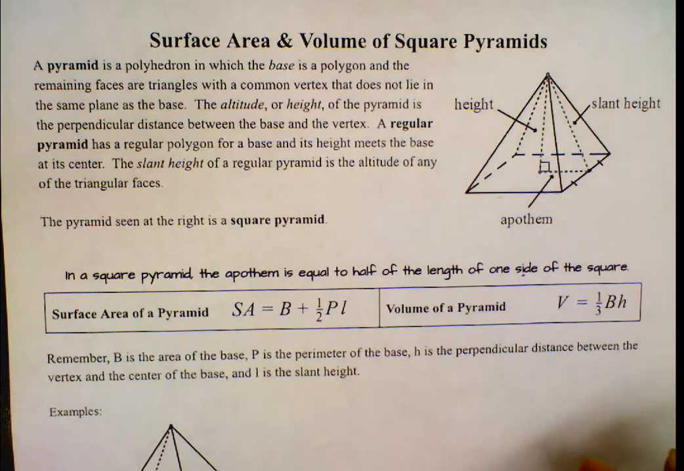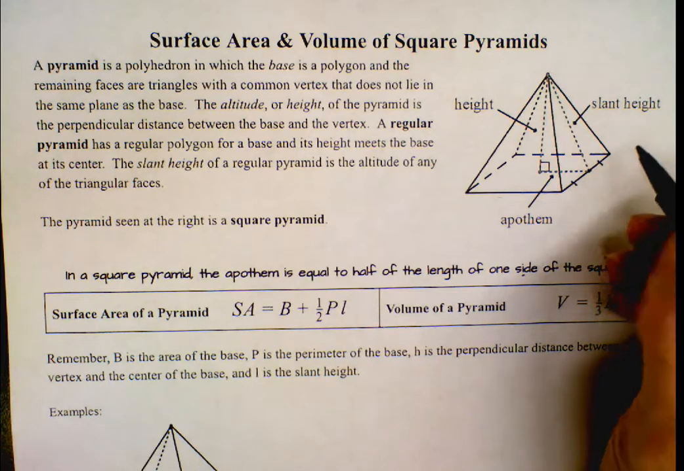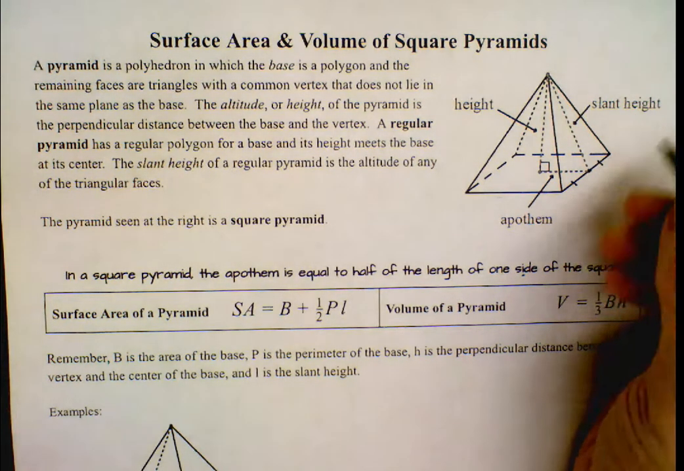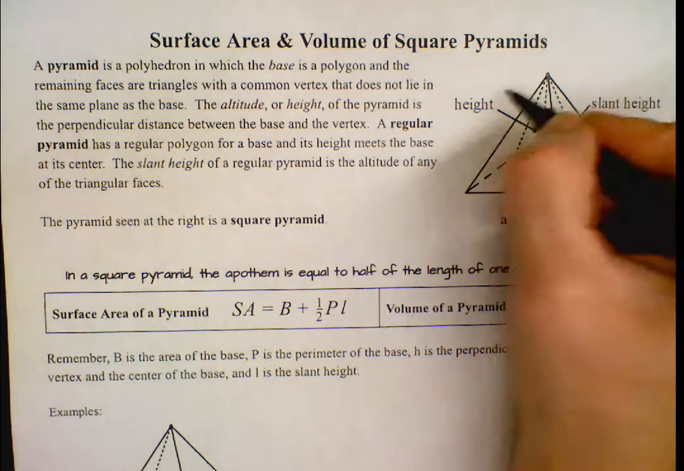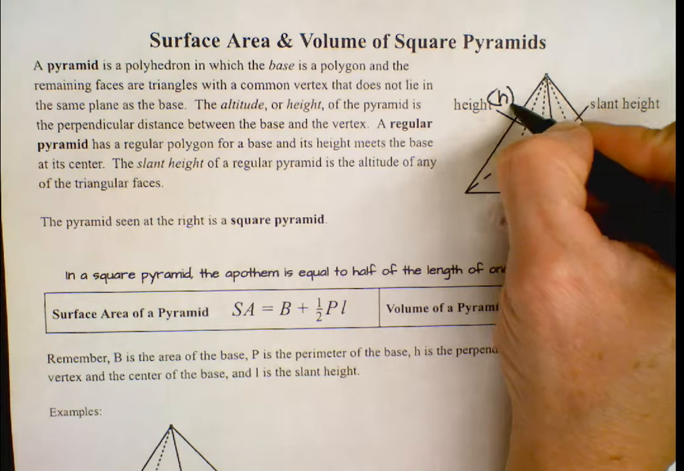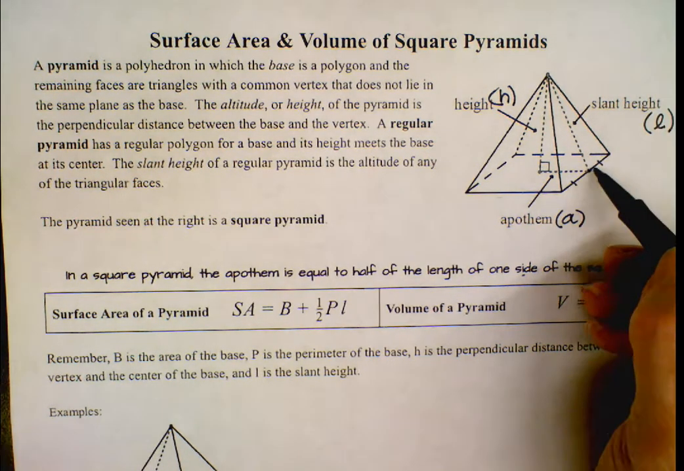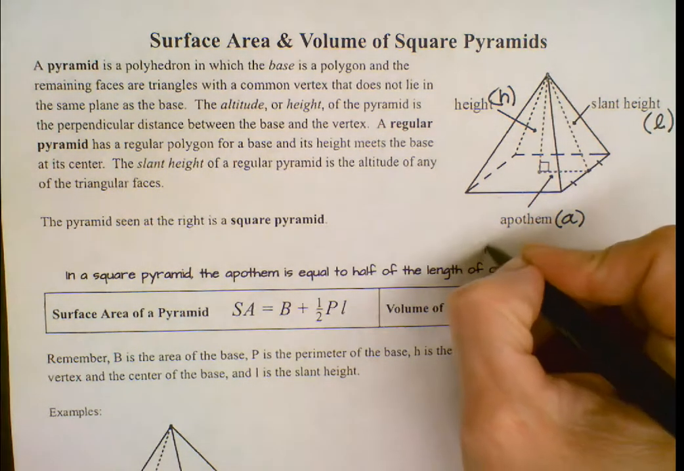Now once we have these various portions drawn into the diagram, we can see that here again we've got a right triangle, which means the Pythagorean theorem. We call the apothem, of course, a, that lowercase a. Height we refer to as h, and the slant height we refer to as L. So our Pythagorean theorem in this case, a squared plus h squared equals L squared.